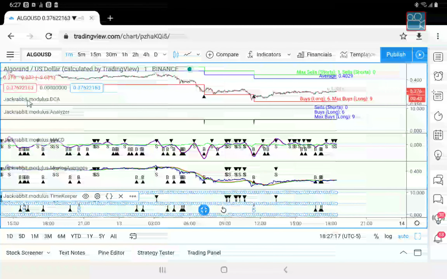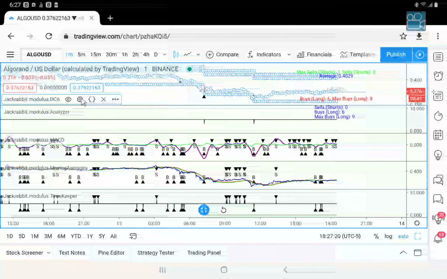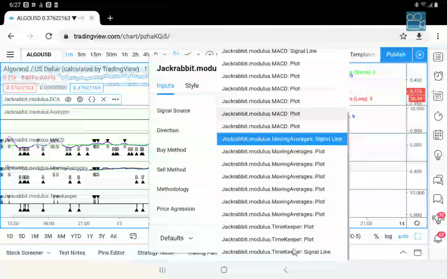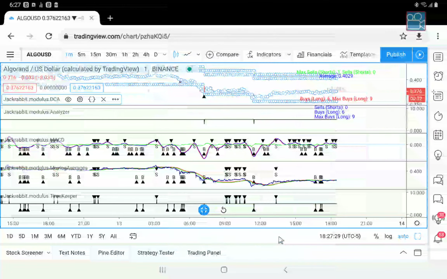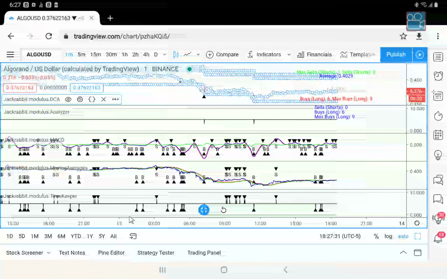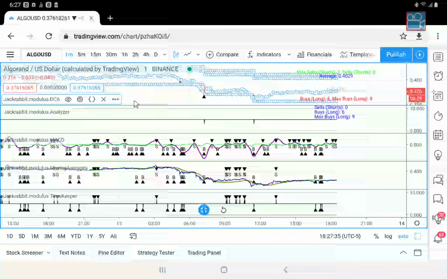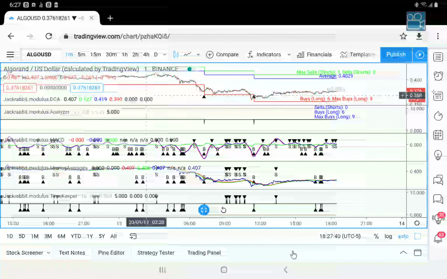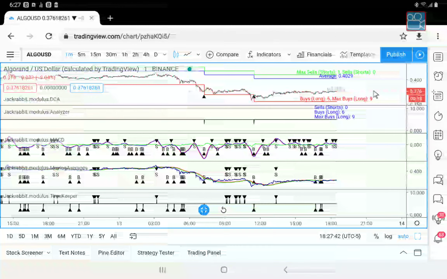And now we're going to go to the moving averages, or to the DCA module, tongue-tied here, and we're going to attach it to the Timwe Keeper. So what we've done is we've inserted the Timwe Keeper in between the moving averages and the dollar cost averaging module. The point being that now we can control the dollar cost averaging module.